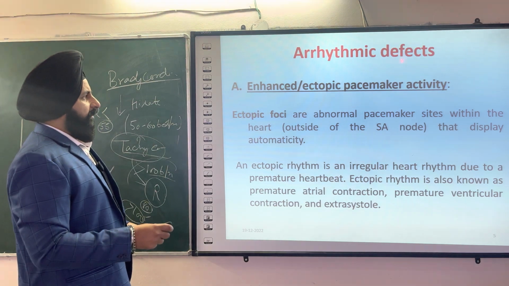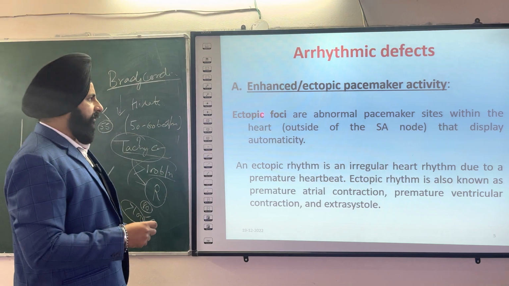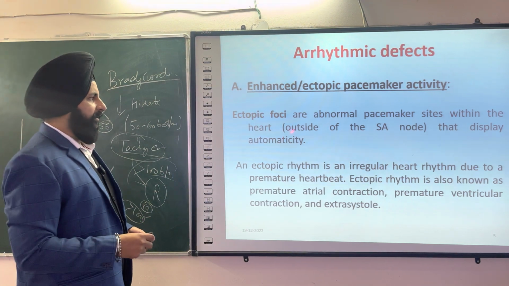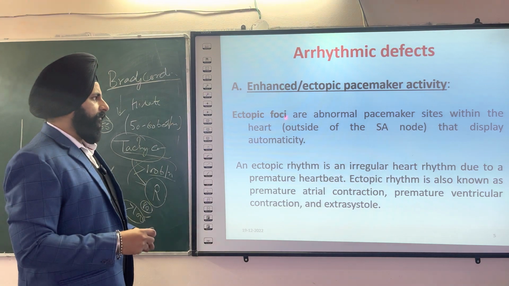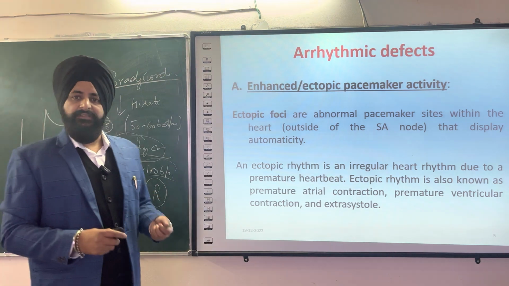Now arrhythmia defects, what are the various types of arrhythmia defects? The first defect is ectopic foci. So this is an abnormal pacemaker site. You know that in case of ectopic foci, we also insert an artificial pacemaker.